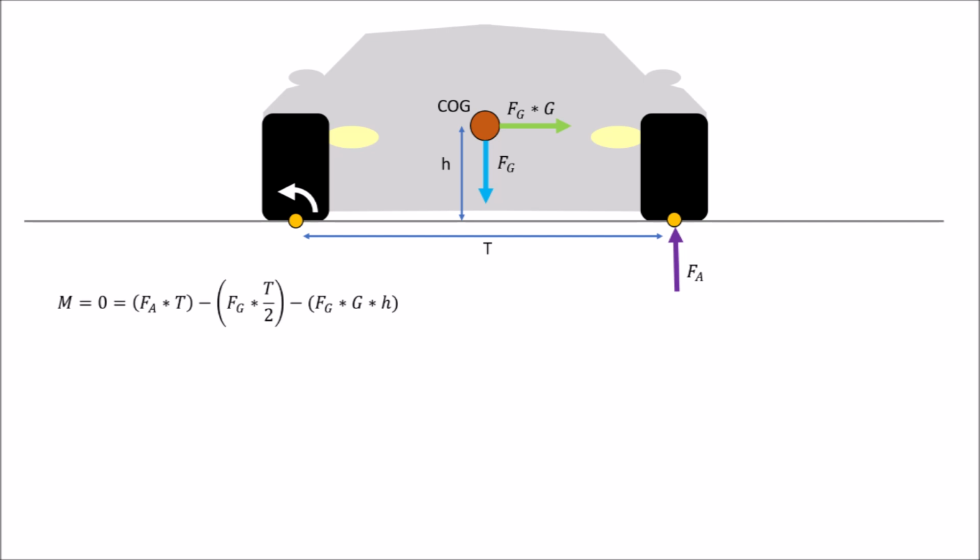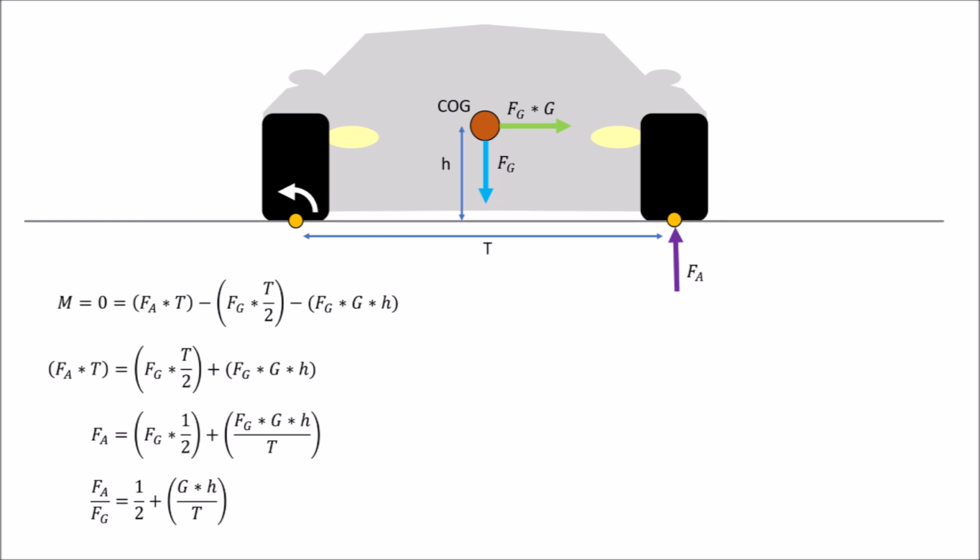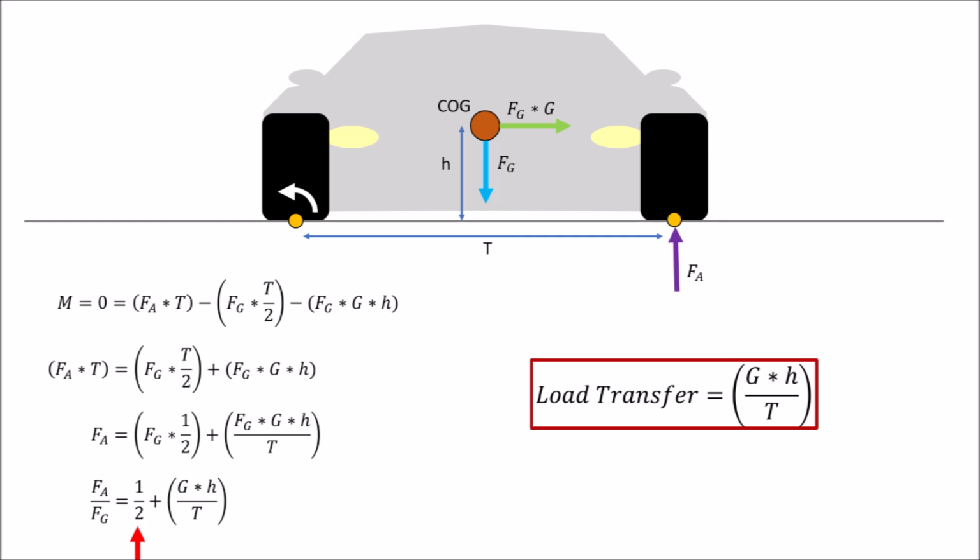Outside wheel force Fa times track width T minus the weight force Fg times half the track width minus weight force times acceleration in g times the COG height equals 0. We can tidy this equation a bit and we get the ratio between the outside wheel and the total weight. You can see that we add 1/2 for the outside wheel. So the weight transfer between both sides is the result of this formula: acceleration times COG height divided by track width.